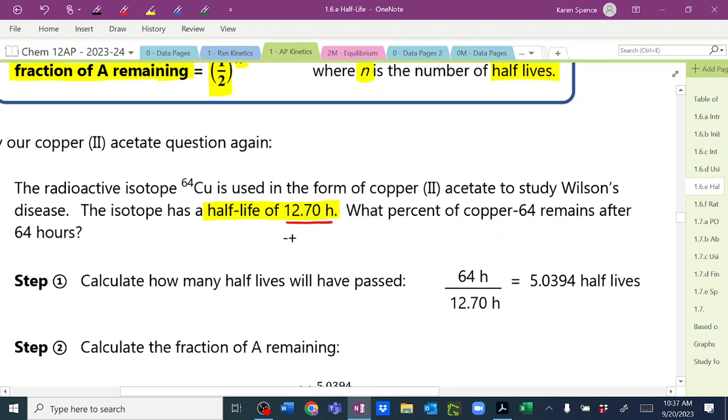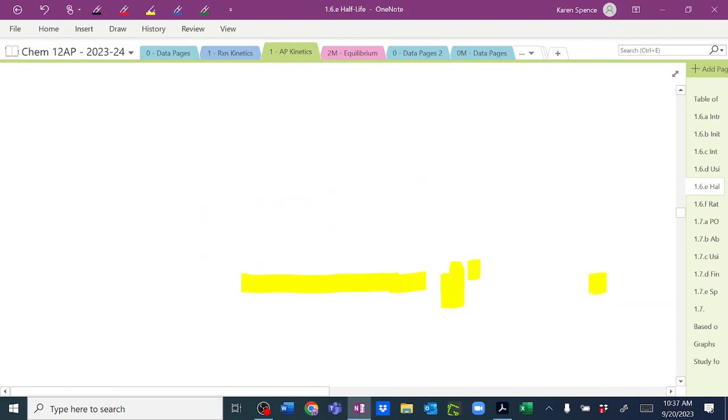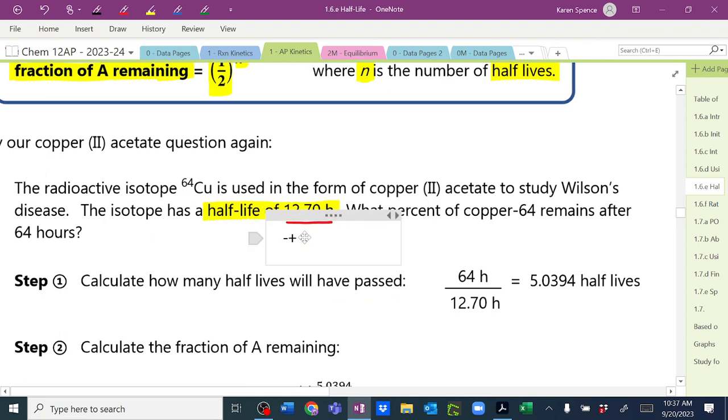What percent remains after 64 hours? And this is not a nice solving question, because you're asking, how many half-lives is that? You can't really count them, yes?